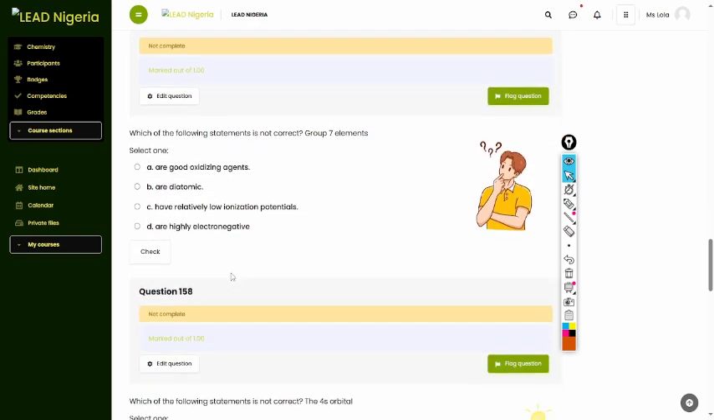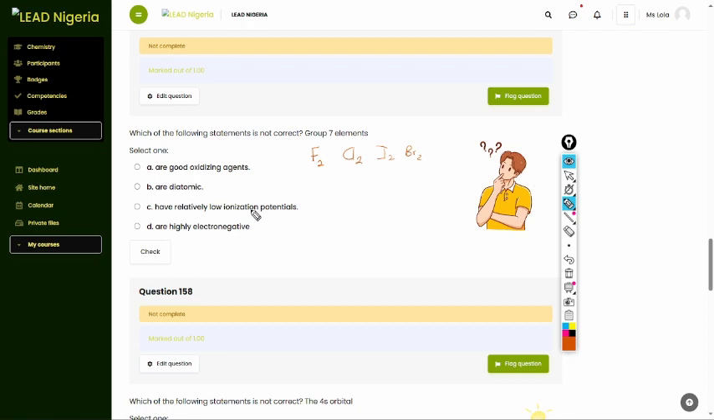Okay, which of the following statements is not correct? Group 7 elements, okay, are good oxidizing agent. This is true because oxidizing agents get reduced by accepting electron, and group 7 elements can accept one electron to become stable, so they are good oxidizing agents. They are diatomic. Diatomic is also correct because they exist as diatomic molecules in this form. For instance, fluorine does not exist as a single atom, it exists as two atoms of fluorine forming a molecule. So also does chlorine and iodine and bromine. Okay, so they do exist as diatomic molecules.